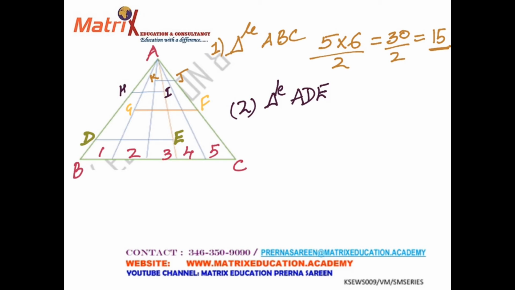How many? Now DE is the base. How many splits do I have? 1, 2, 3. Correct? It doesn't go up to the line AC. I will only count these splits. So I have 1, 2, 3, which means 3 times 4 upon 2, and that we just worked out is 12 by 2, and that gives me 6. So I'm underlining it. We will eventually add them in the end.